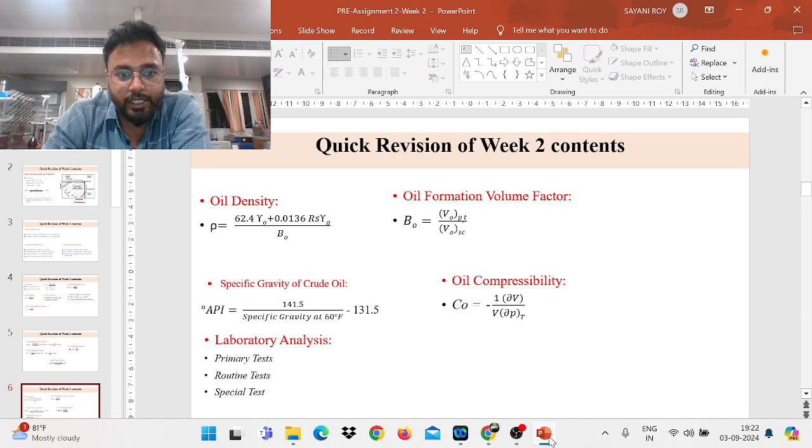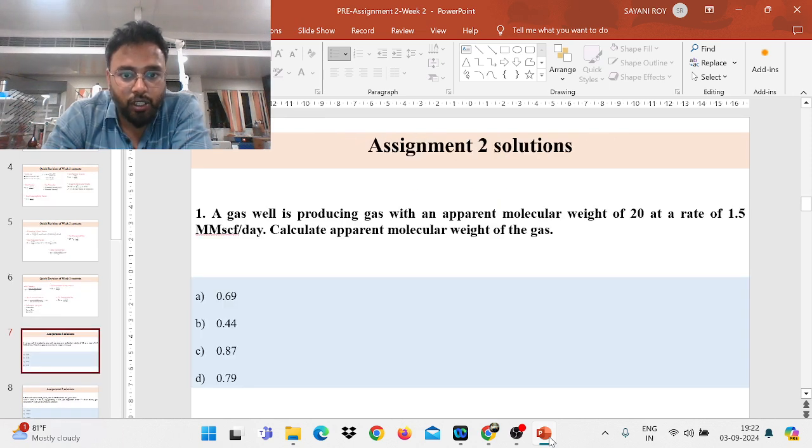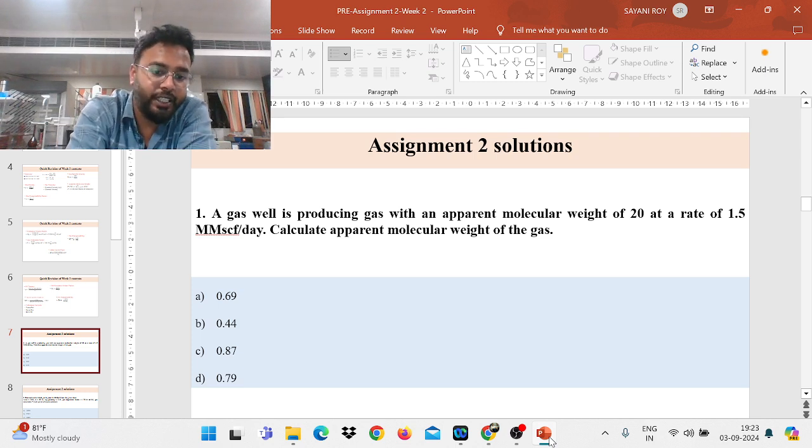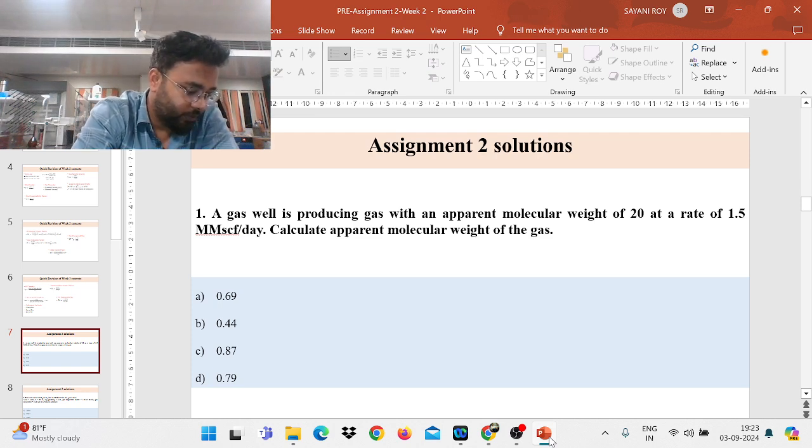So if you have written the formulas, we can go to the numericals directly. First question is, a gas well is producing gas with an apparent molecular weight of 20 at a rate of 1.5 mmscf per day. Calculate the specific gravity of the gas. The four options are: option A 0.69, option B is 0.44, option C is 0.87, and option D is 0.79. Try to solve this numerical.